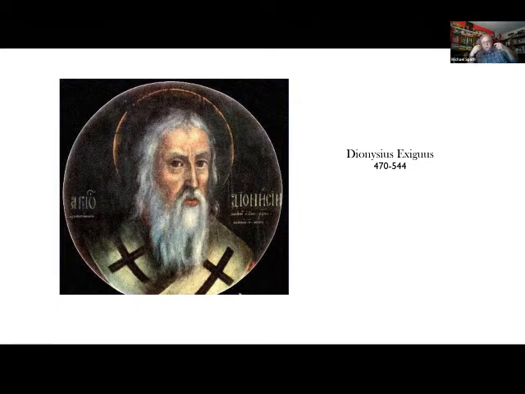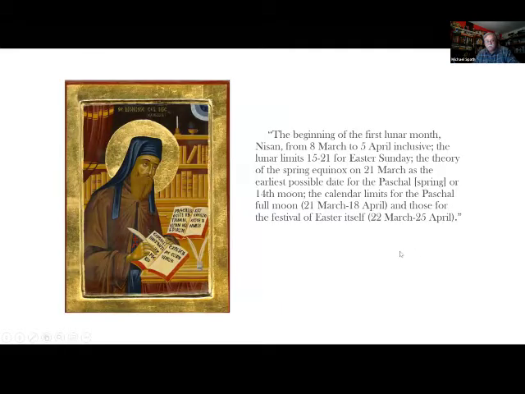As I say, Dionysius used his training in Greek and Latin and as a scientist, mathematician, and astronomer to calculate the dates. He decided with the East, with Nicaea, and he further elaborated on it with references to the heavens. The beginning of this is what he writes: the beginning of the first lunar month, Nisan, from 8th March to 5 April inclusive; the lunar limits 15 to 21 for Easter Sunday; the theory of the spring equinox on 21 March as the earliest possible date for the 14th moon; the calendar limits for the Paschal full moon and those for the festival Easter itself.